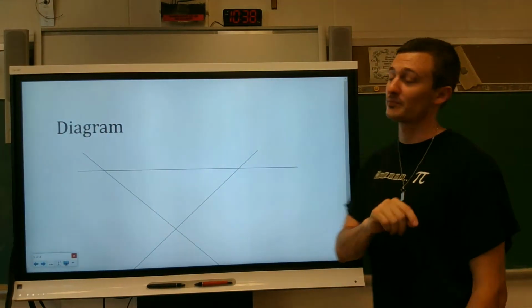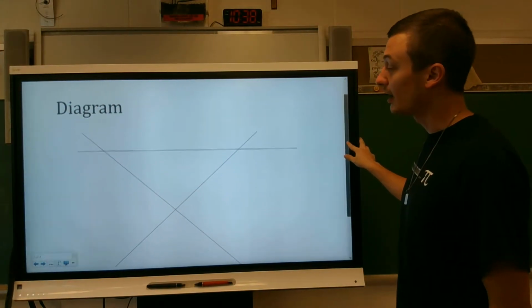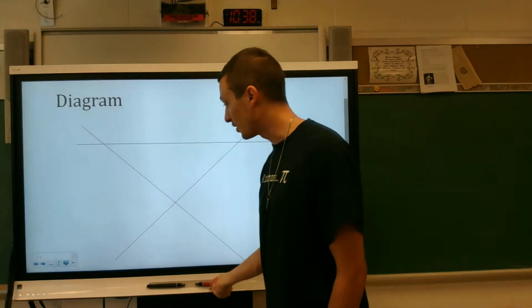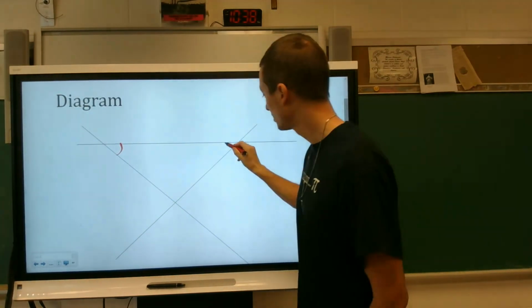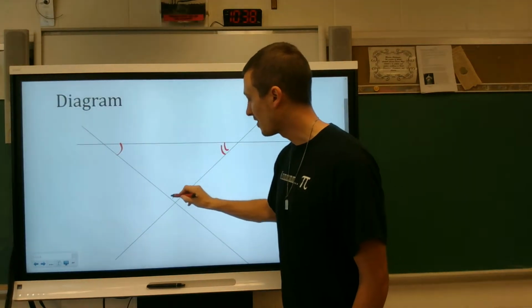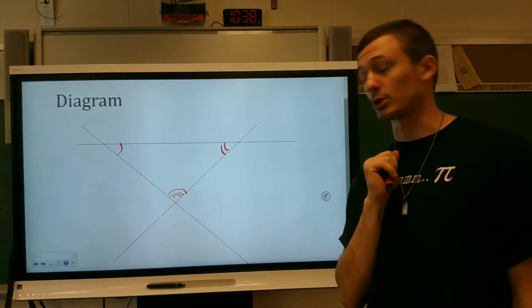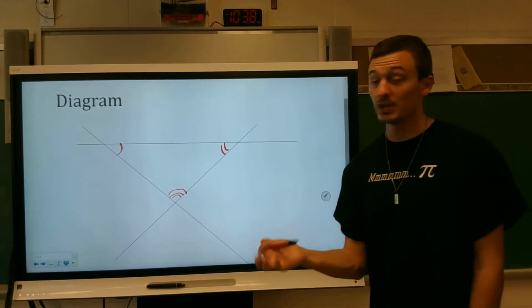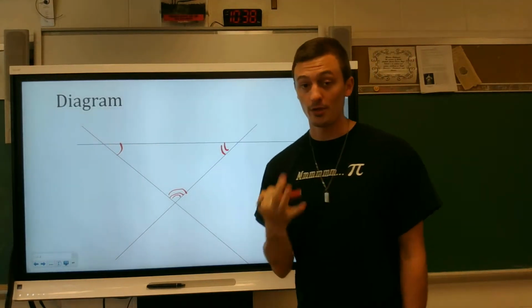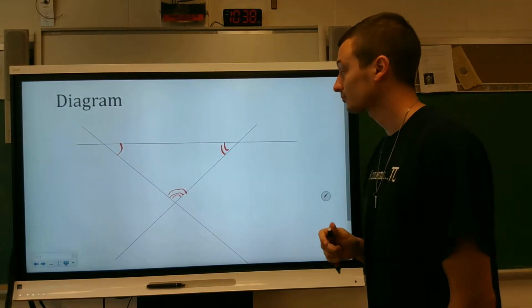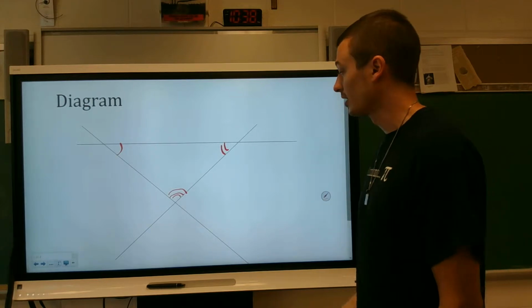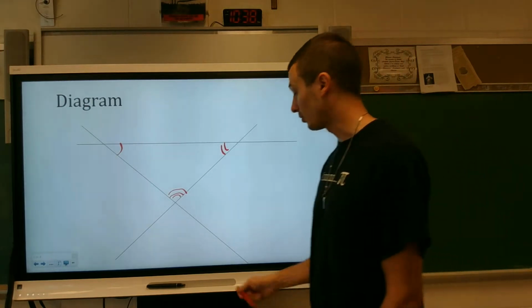Oh look, a diagram. So what we know, there are interior angles here, here, and there. Those are the three interior angles of a triangle. And every triangle has three of them because triangle, three angles. There you go. There's your three interior angles.